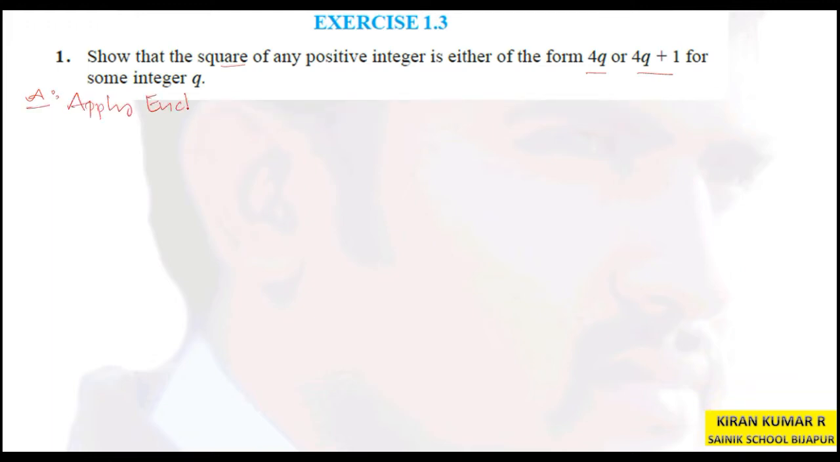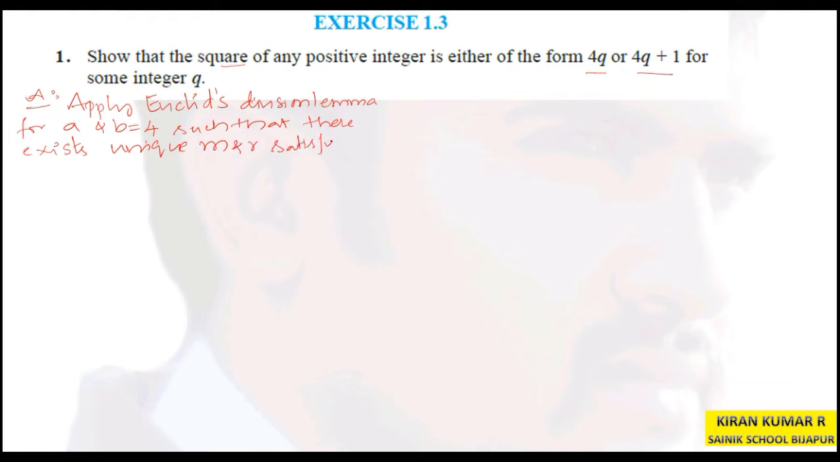Euclid's division lemma for a and b equal to 4 such that there exist unique m and r satisfying a is equal to 4m plus r, where 0 less than or equal to r less than 4.